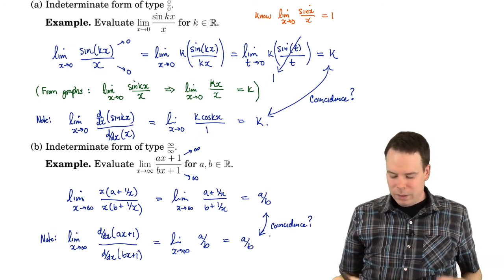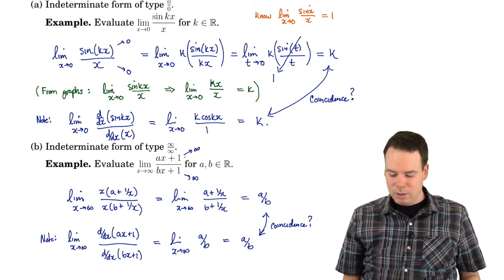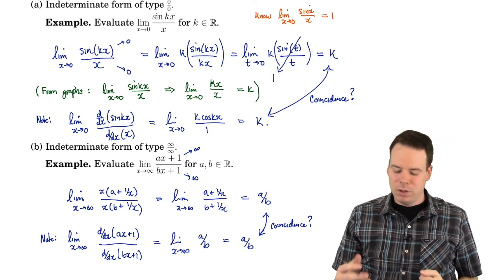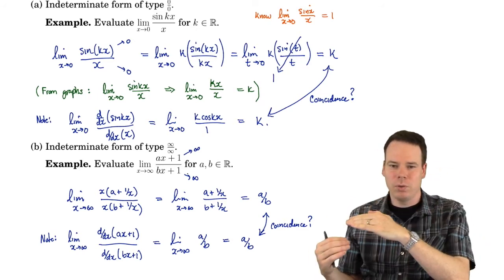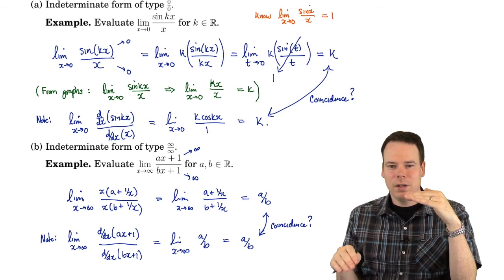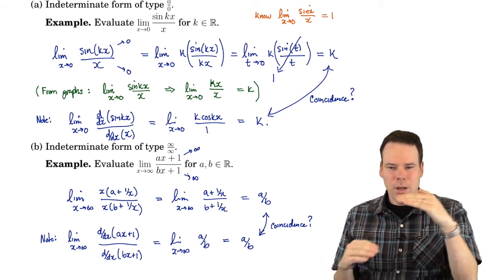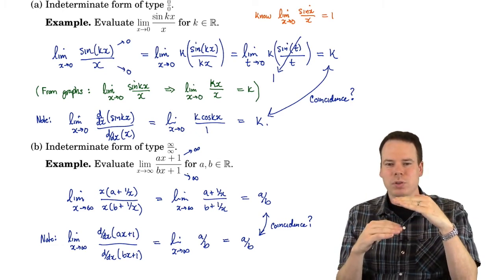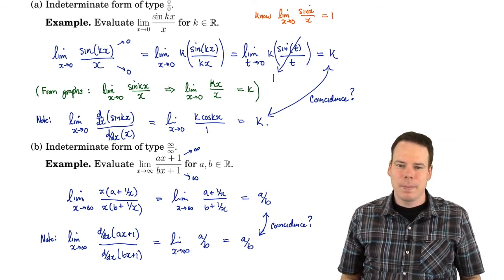Is this a coincidence? Well, in some sense, we can at least intuitively think probably not, because what's happening here? The limit as x goes to infinity, the top's going to infinity, the bottom's going to infinity. It really depends on how fast. If the top's going to infinity faster than the bottom is, then we expect the top to win out and the ratio to go to infinity. However, if the bottom's going to infinity faster than the top is, we expect the bottom to win out and the ratio to go to 0. But if the top and the bottom are each going to infinity at rates that are proportional to each other, then we expect them to balance out and the limit to be some non-zero number.